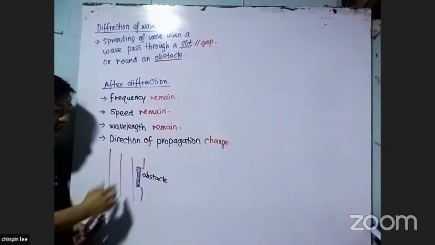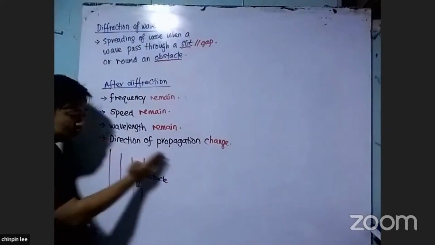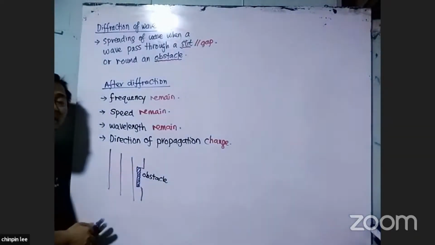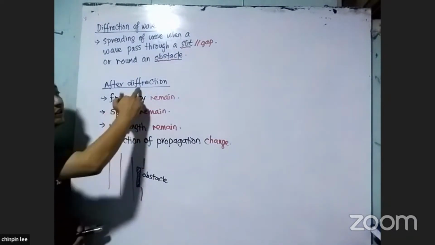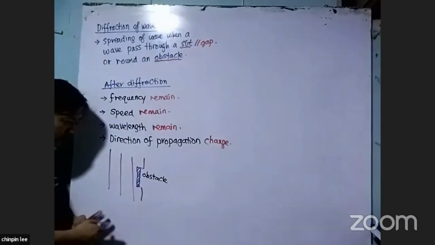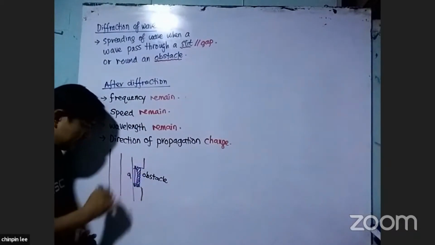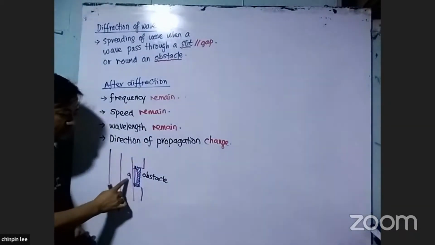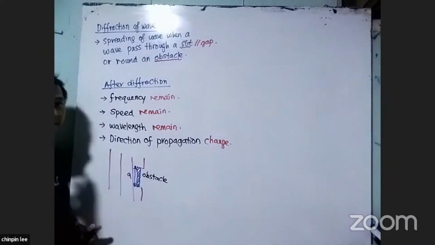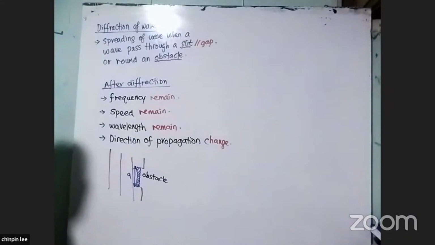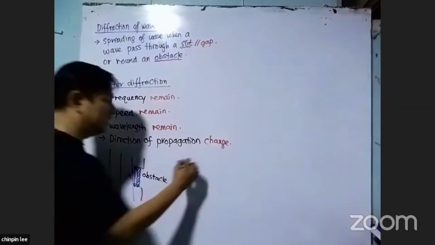When the wave passes round an obstacle, what will the shape of the wave be? So we are going to study. This is called diffraction. And the size of the obstacle, we name it as A. The symbol for the obstacle, we name it as A.